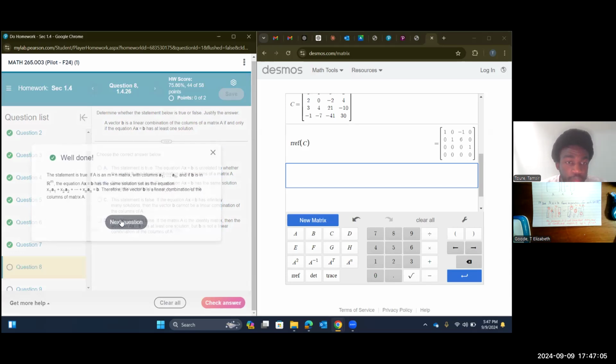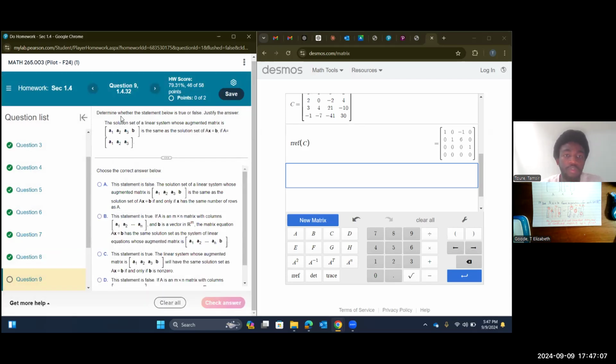Okay, nice. Moving right along here. The solution set of a linear system is the same as the solution set of the augmented matrix, if A is equal to this. Yes. The statement is true. If A is an m by n matrix with columns, B is a vector in Rm.